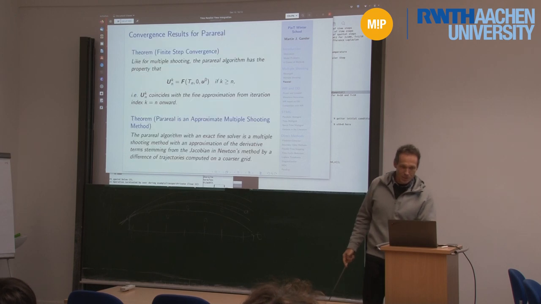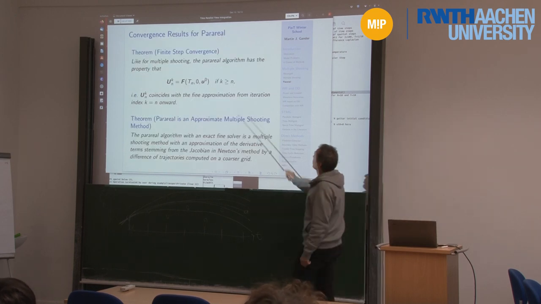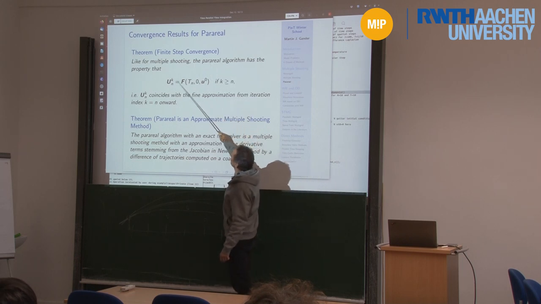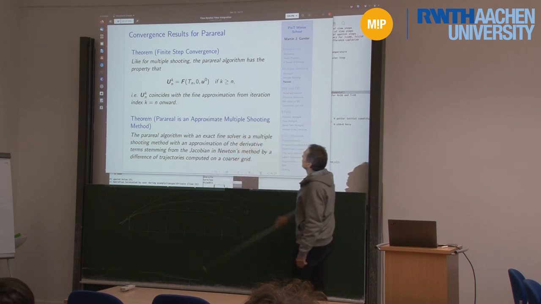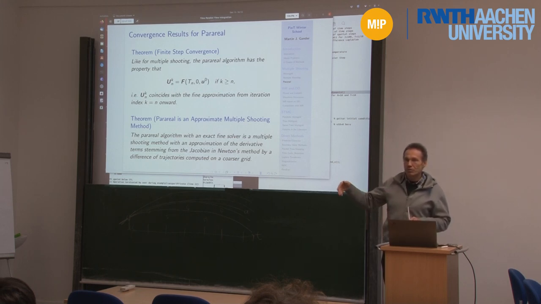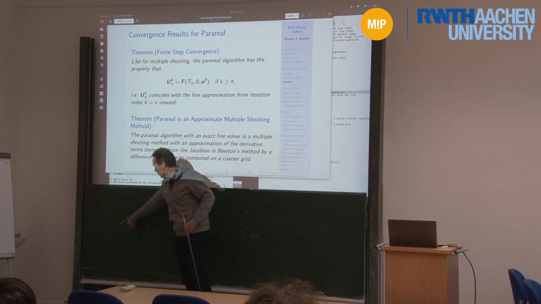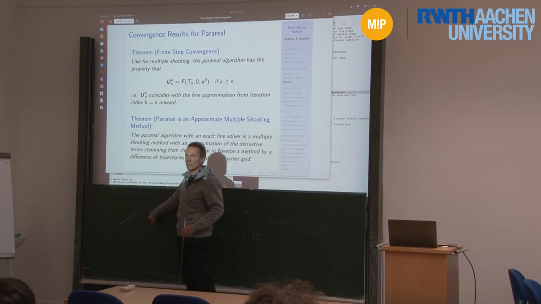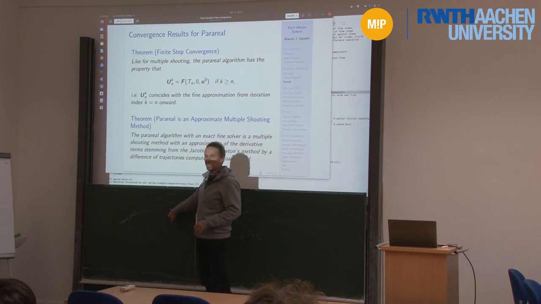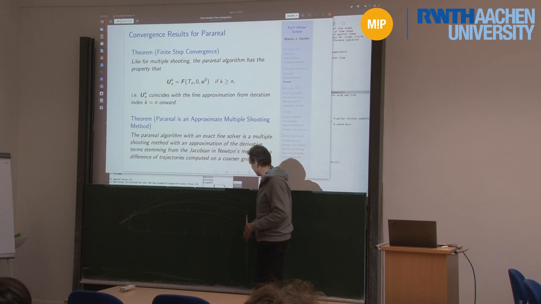This took quite a while to see. Once you have this, you can prove convergence results. One result is that this algorithm converges in a finite number of steps. It never fails. But every iteration gives you one more interval exactly. So the first iteration, because it starts correctly, gives you the first value correctly. And then by induction, once this one is correct, you get this one correct. In the next iteration, this one correct, this one correct, this one correct.